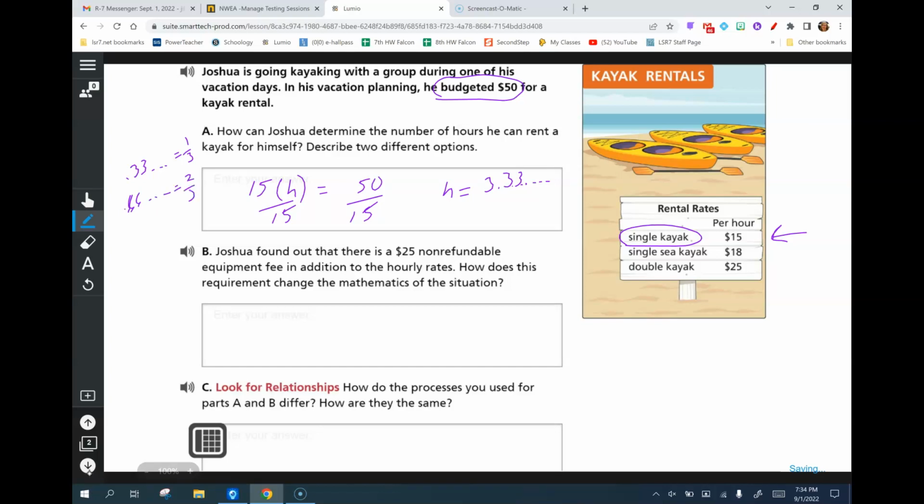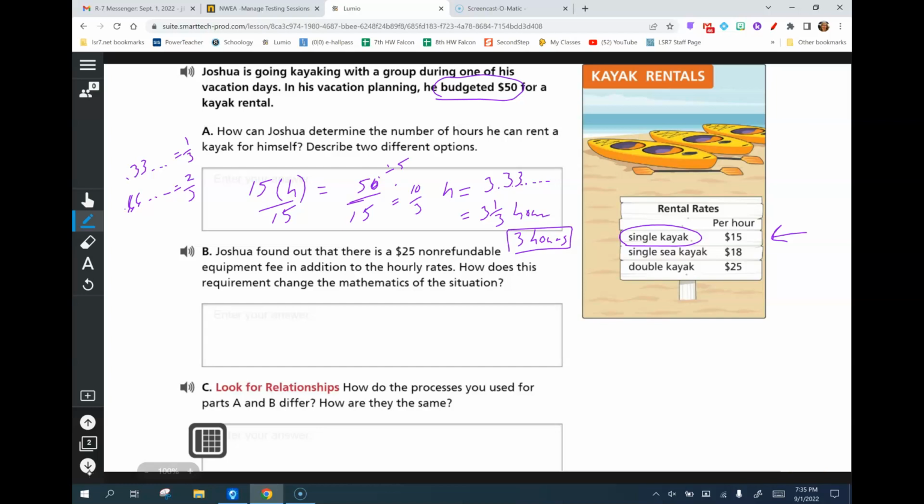Okay, so I don't want this as my answer. I'm going to go back a step. So I'm going to go 3 1/3 hours. I could go back to this fraction, just dividing them both by 5 and getting 10 over 3. I just erased everything. 50 over 15. So that would be equal to 10 over 3, which would also give me 3 1/3. So how can Joshua determine the number of hours? Well, here's the thing. They're not renting for 1/3 of an hour, so he can go for 3 hours. Okay, so 3 hours.